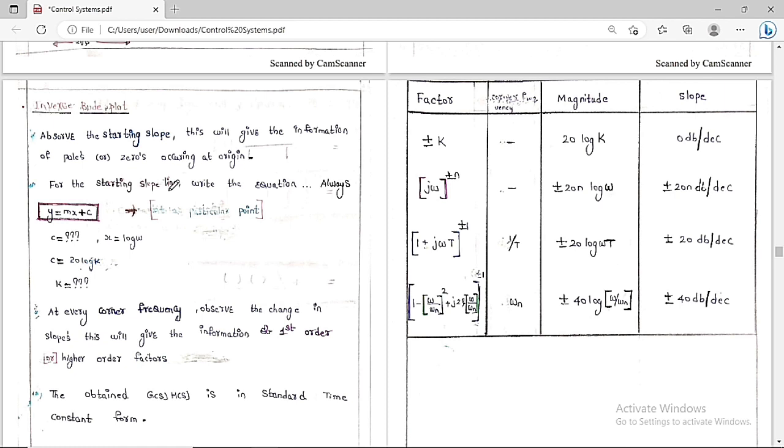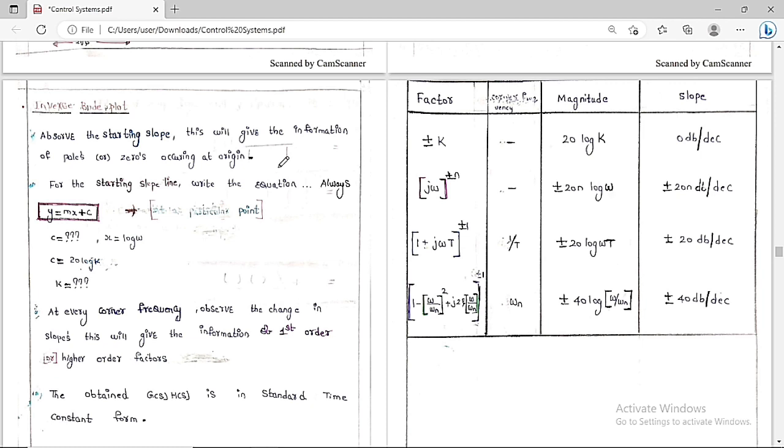We have to write it. So very carefully, observe the starting slope. This will give the information of the poles or zeros occurring at the origin. So the first thing is, from this Bode plot diagram, we have to observe the starting slope. This will give you the information regarding the number of poles or zeros which occur at the origin. This is the first point you always have to keep in mind. Just by observing the starting slope of the magnitude Bode plot, we can tell the number of poles or zeros at the origin.